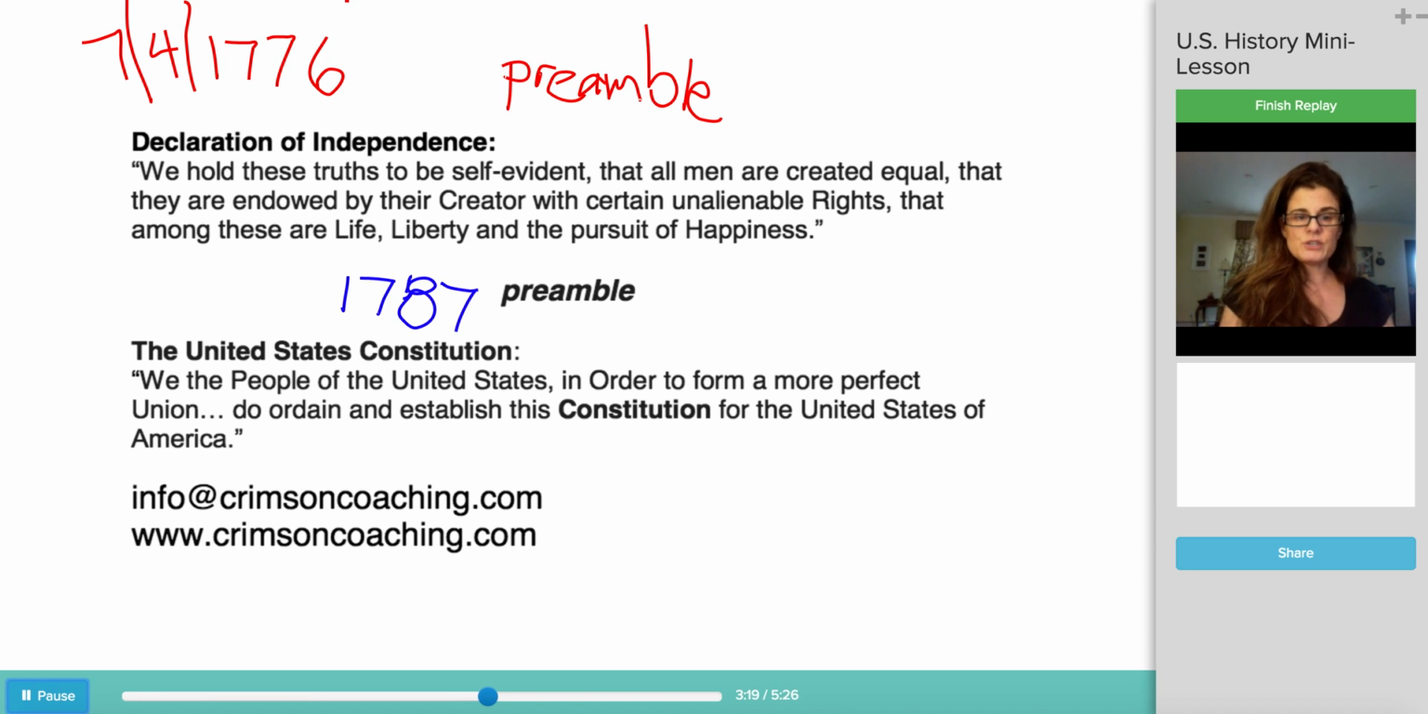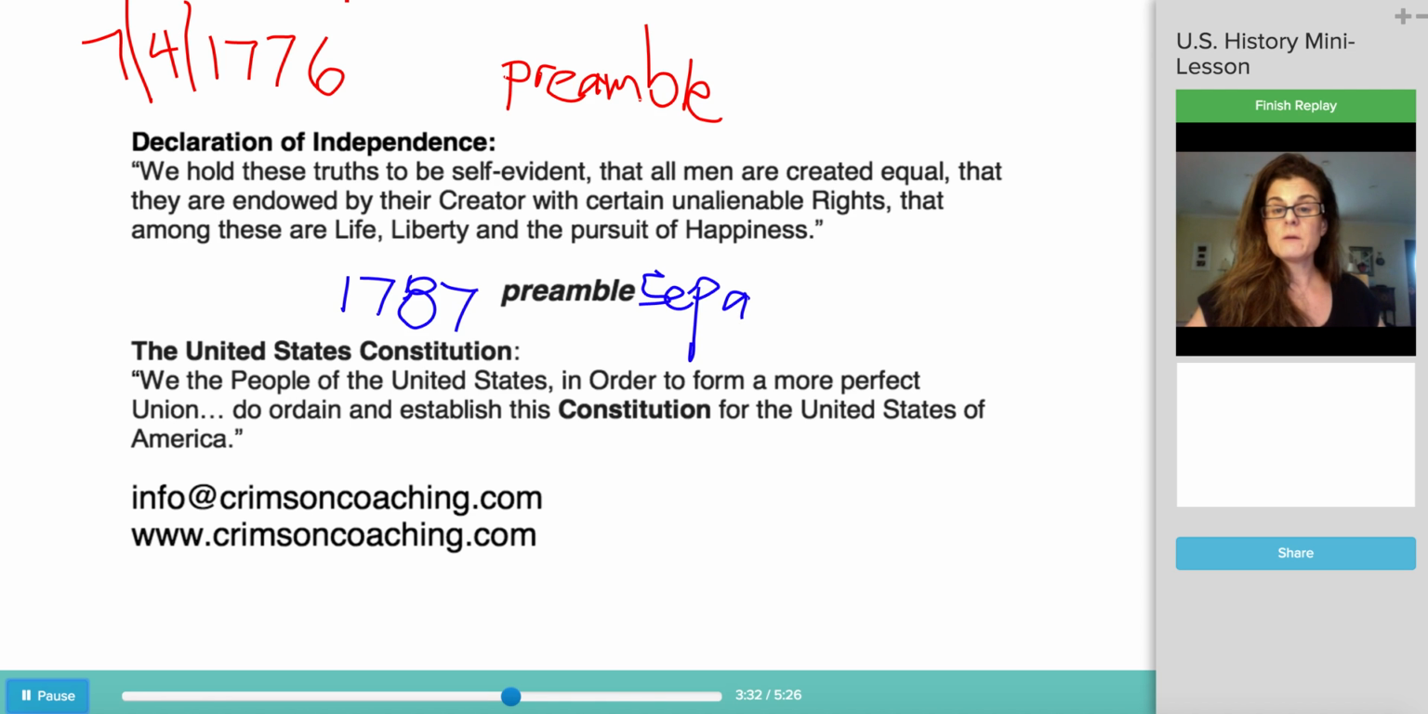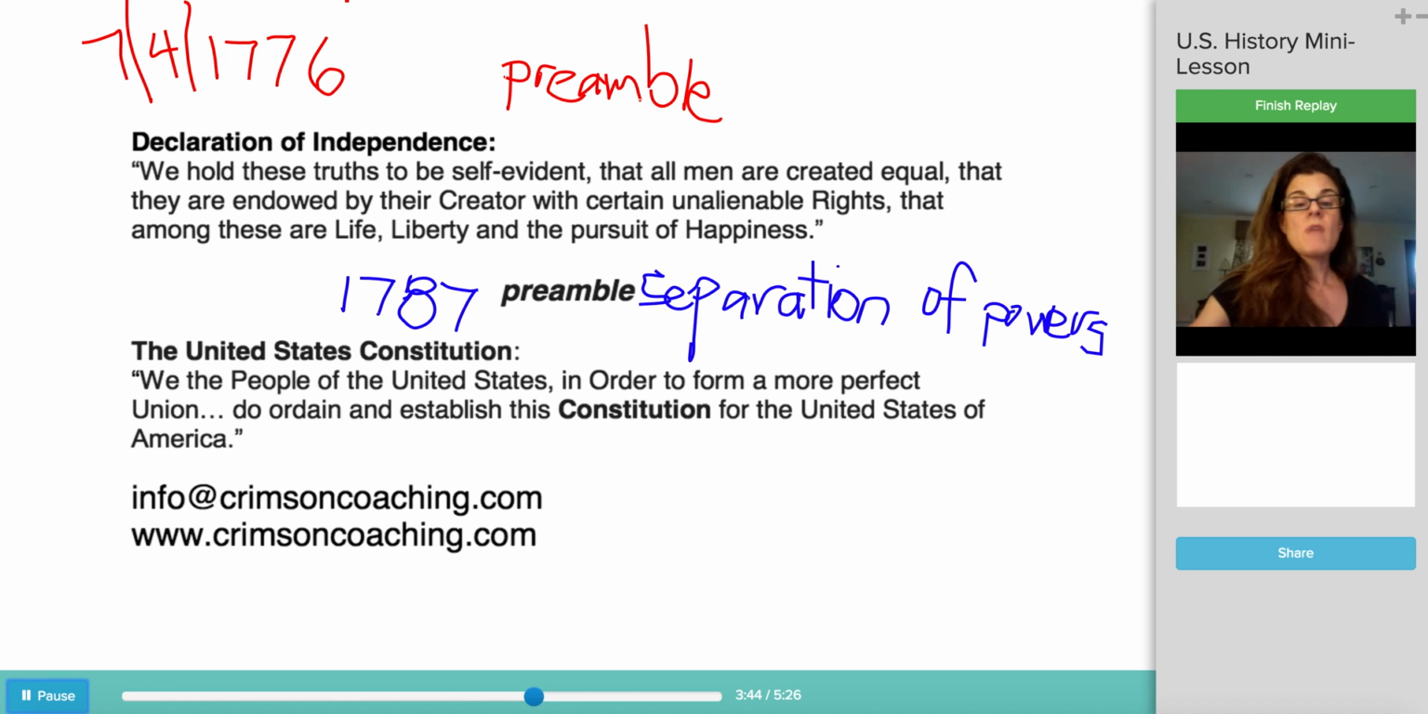The Constitution establishes the basic framework for the national government, such as the separation of powers into legislatures that make the laws, executives that carry out the laws, and a judiciary which assesses or evaluates the laws.